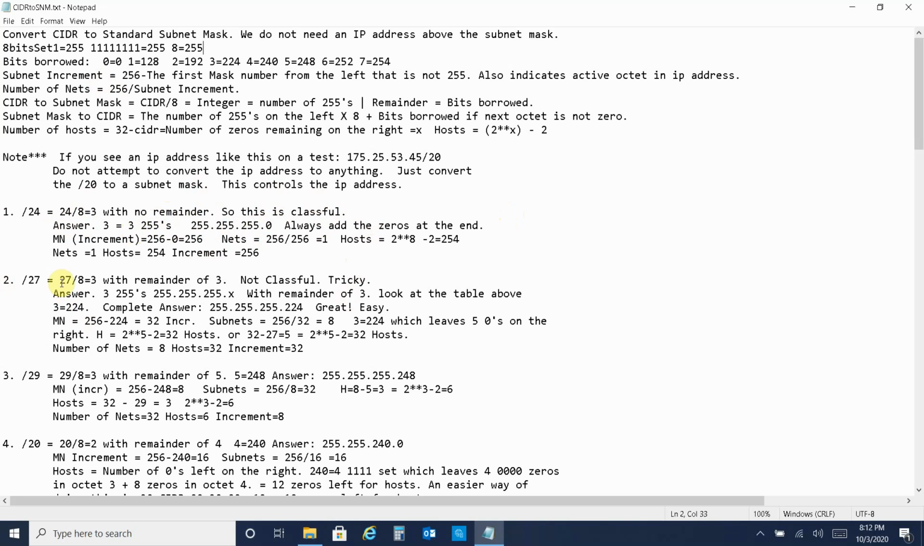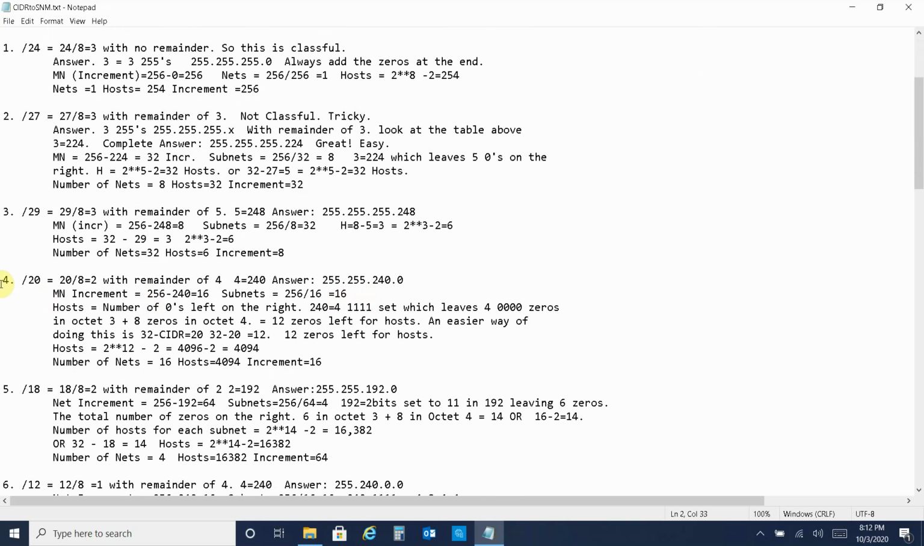Let's do a /27. /27 divided by 8 equals 3 with a remainder of 3. It's not classful. So the answer is we're going to have 3 255s from the left to the right: 255, 255, 255, and then X. The remainder of 3. Look at the table above. What's this? 3 is 224. Down here, we just put 224. We're done. All right? Let's go to the next one.